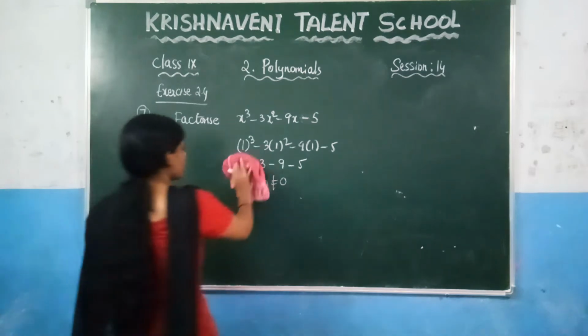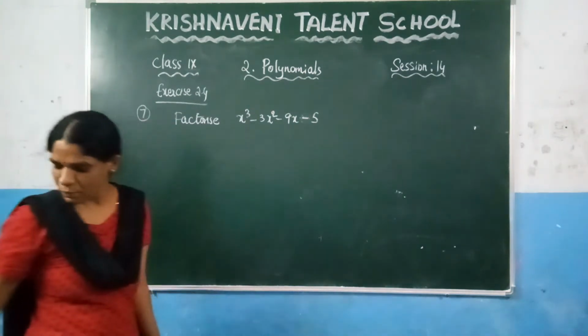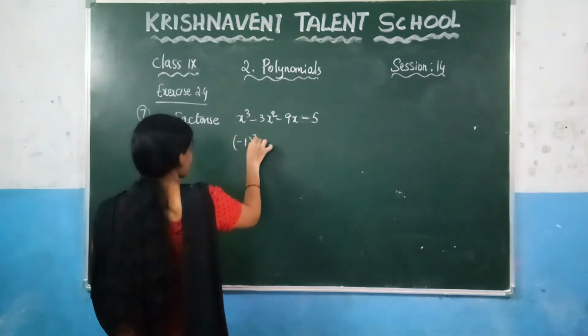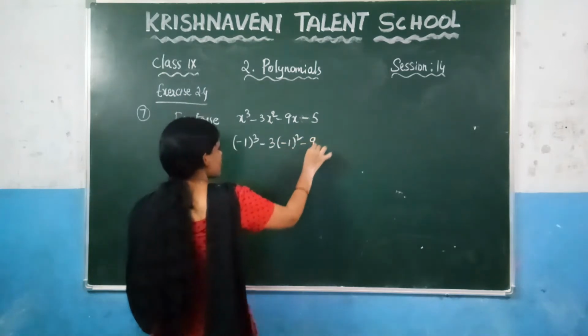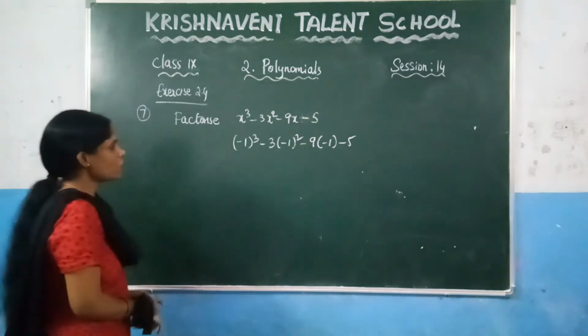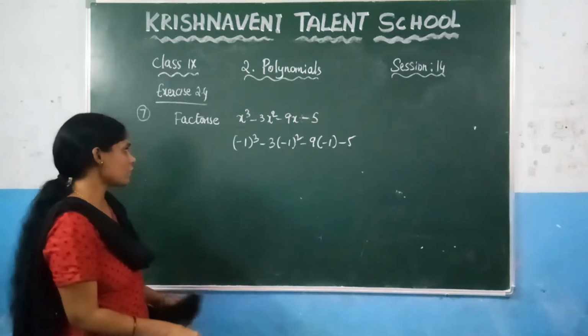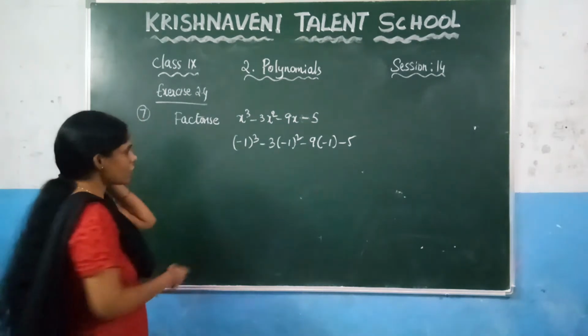Here let us consider minus 1. In place of x, keep minus 1. What do you get here? Minus 1 whole cube plus 3 into minus 1 whole square minus 9 into minus 1 minus 5. Let us check whether you are getting the result as 0 or not. If you are getting the result as 0, then we can say that here x plus 1 is a factor of the given polynomial. So write it here.